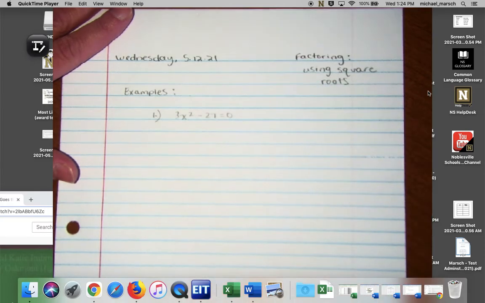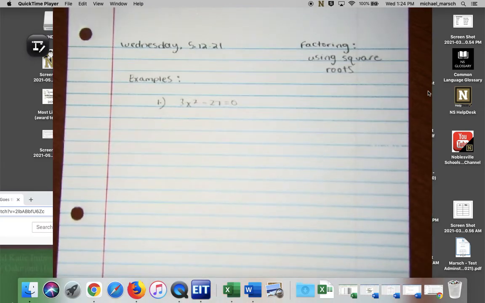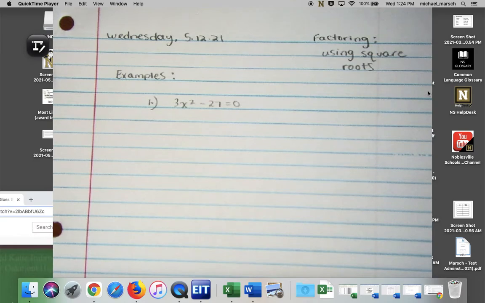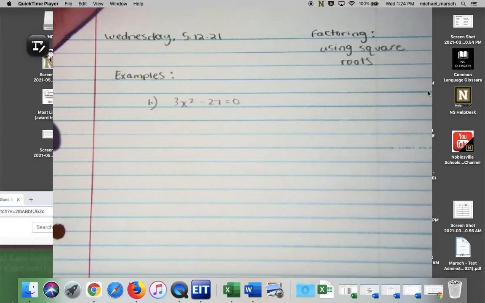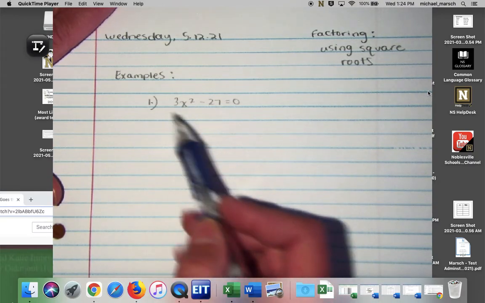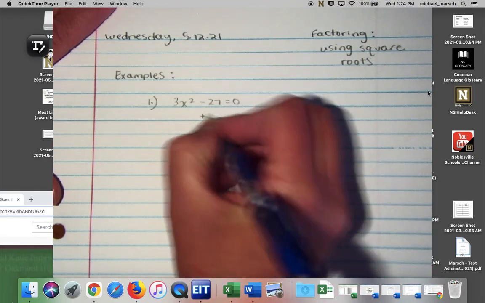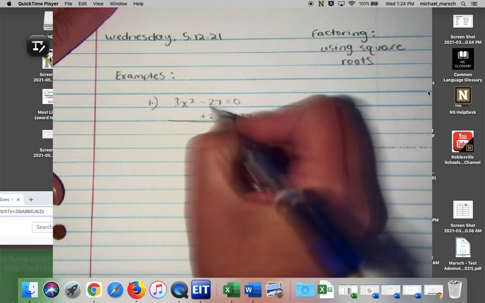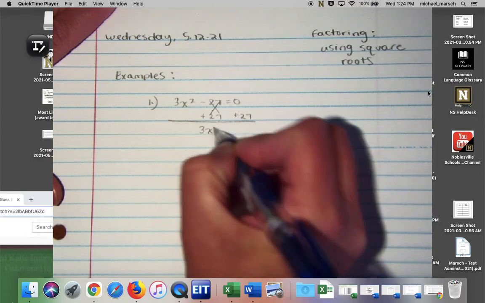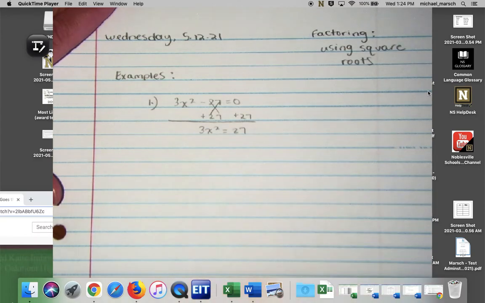3x squared minus 27 equals 0. Please don't try to work ahead on these because it's not super obvious what our next step would be, right? Because we have that weird equals 0. So we need to get the term that has our variable alone. So I'm going to add 27 to both sides. So now I have 3x squared equals 27.